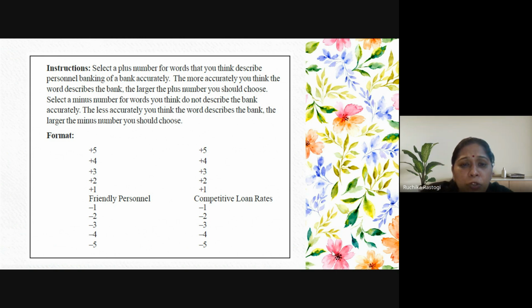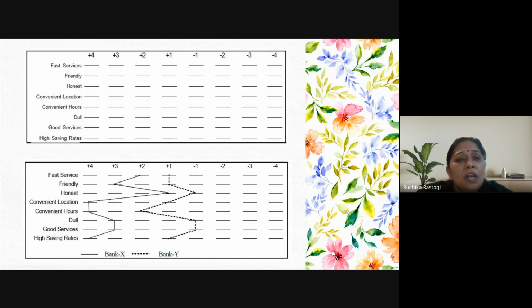And how can you use it? Just see this. There are some variables being used: fast service, friendly, honest, convenient location, convenient hours, dull, good service, high saving rates. These are some of the variables taken. And again, in the same way, we have asked the respondents to give marking. And we are comparing 2 banks, Bank X and Bank Y.